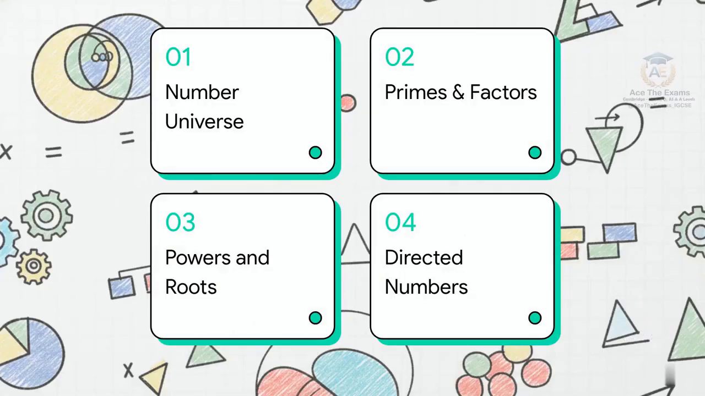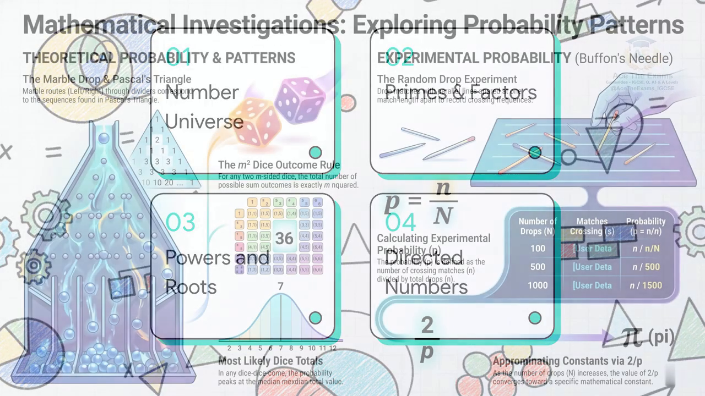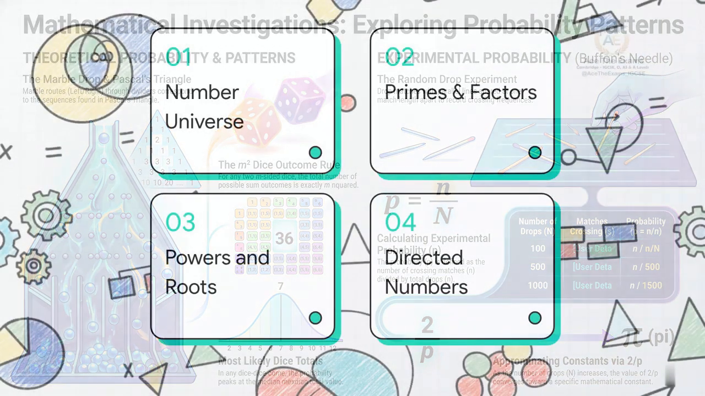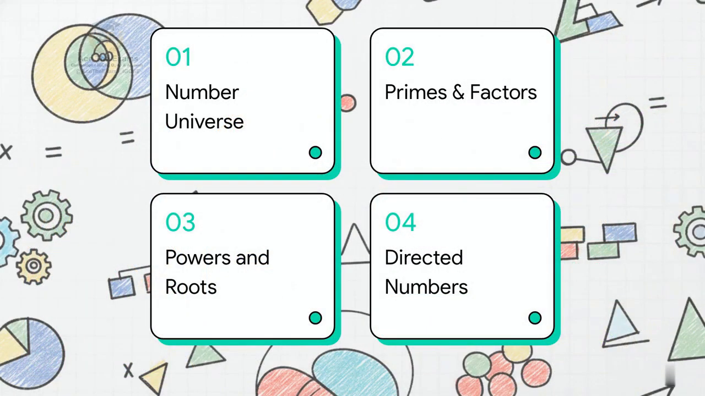We've got 4 foundational topics on the agenda today. First up, we'll explore the number universe, where we categorize every type of number you're going to encounter. Second, we'll look at the fundamental building blocks: primes, factors, and multiples. After that, we'll scale things up and down with powers and roots. And finally, we'll anchor the whole shebang in the real world with directed numbers and reality.